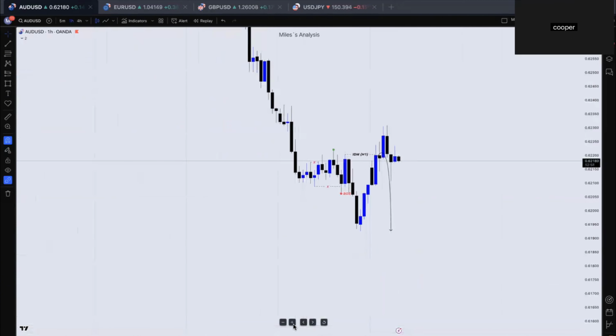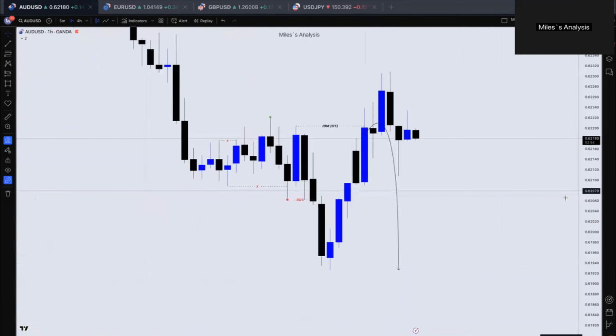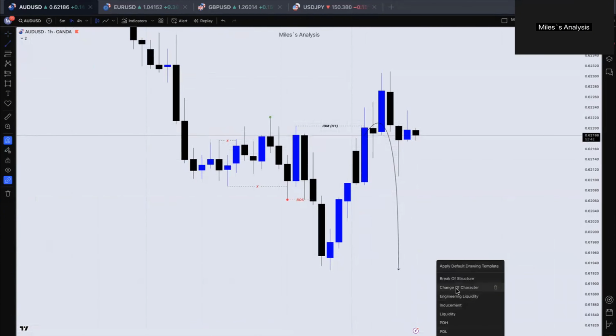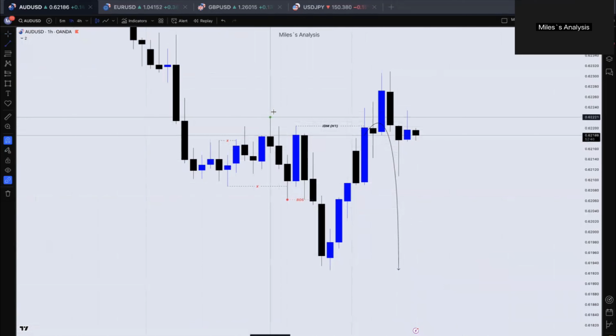So if we zoom out to have a clear understanding of this chart, you can see this was my anticipation actually when I did analysis on Sunday, that price was going to take out this inducement and continue selling because price is bearish. But as you can see, price has changed its direction again, and it's now bullish because of this change of character, right?